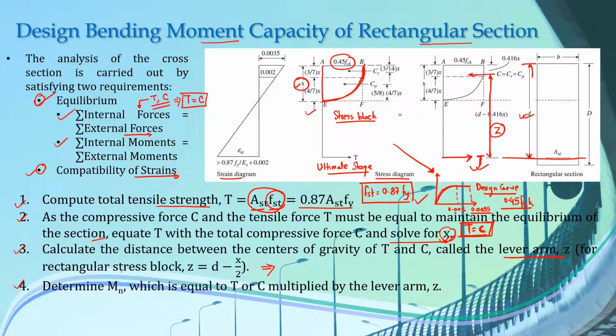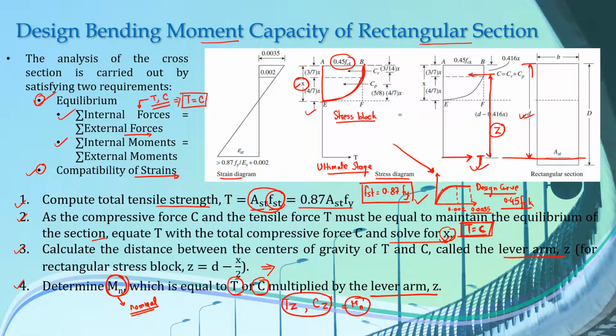And finally, you can determine this Mn. Here, n represents the nominal value of moment capacity, or you can say the bending moment capacity, which is determined by multiplying the value of either T or C with the lever arm. T or C, because both T and C are equal, so you can either multiply T into Z or C into Z to calculate the value of Mn.